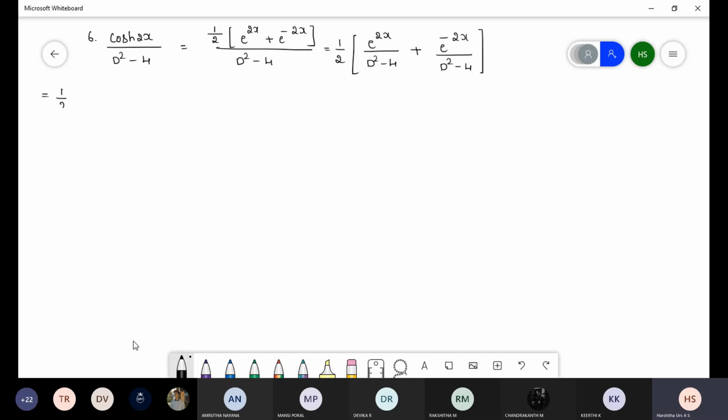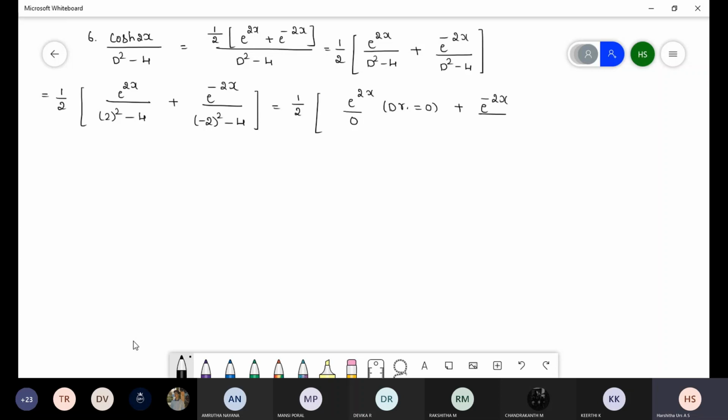So first I will write 1 by 2 e power 2x. Here our a value is 2. So I write 2 whole square minus 4 plus e power minus 2x. Here our a value is minus 2 whole square minus 4. So 1 by 2 into e power 2x. Here also we get 0. So I write this condition plus e power minus 2x. Here also we get minus 2 whole square means 4, 4 minus 4, 0. Again the denominator is equal to 0.